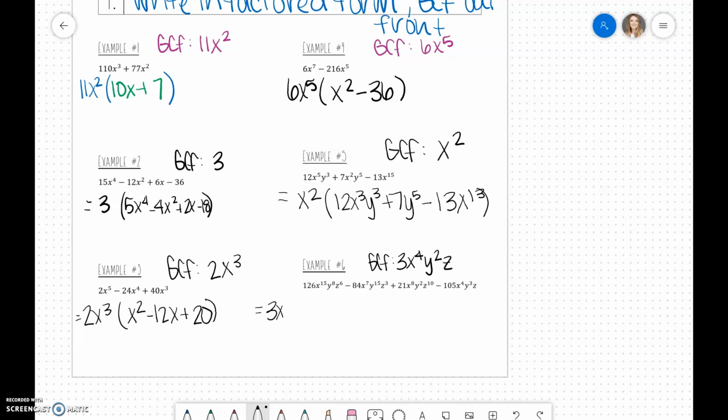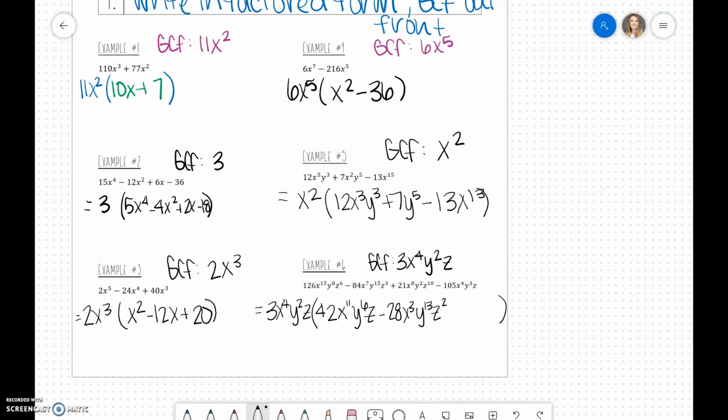So we pull out that greatest common factor. Okay, so 126 divided by 3 would give us 42. X to the 15th divided by x to the 4th will give us x to the 11th. Y to the 8th divided by y squared is y to the 6th. Z to the 6th over z is z. We continue this process, we'll end up getting a negative 28x cubed, y to the 13th, z squared.